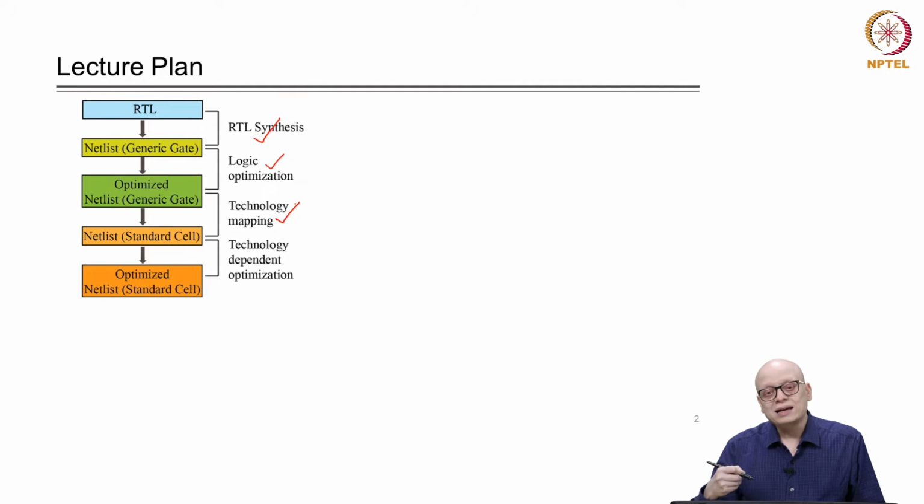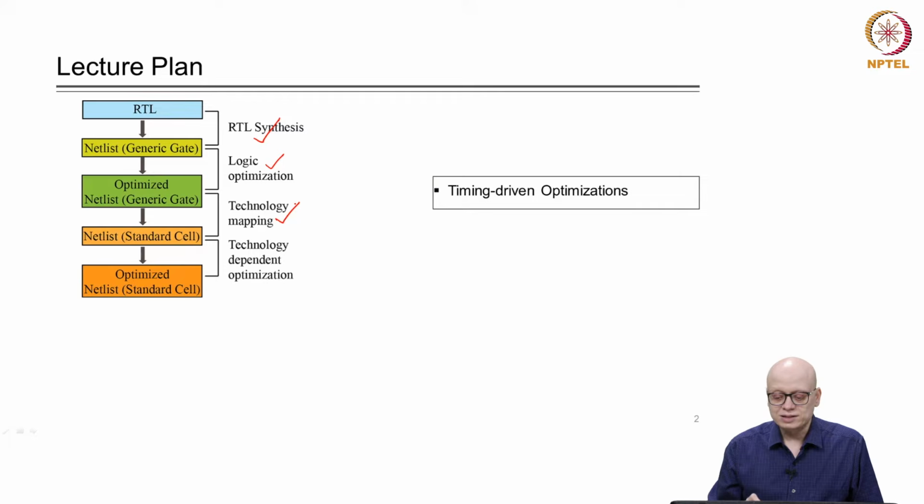Since we can carry out timing analysis after technology mapping, because we have library cells, and from the library cells we can compute the delay of the cells and get a fair idea of what the critical paths are in our circuit, then we can optimize our design for timing. That is the purpose of timing driven optimization.